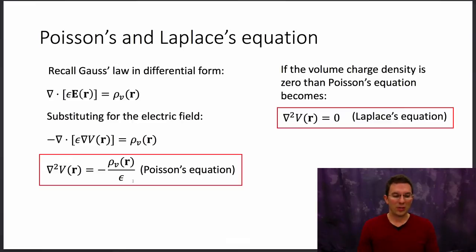Now, a special case of Poisson's equation that occurs if the volume charge density is 0 is called Laplace's equation. So if you're in a region that does not contain charges, the electric scalar potential satisfies Laplace's equation, which is basically the Laplacian of the potential is equal to 0 in that region.